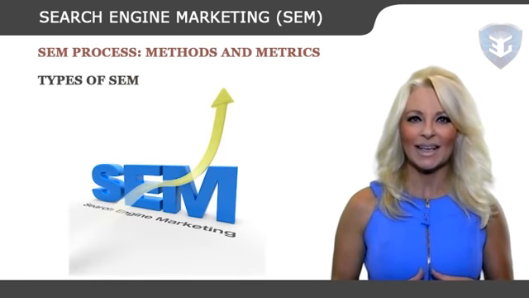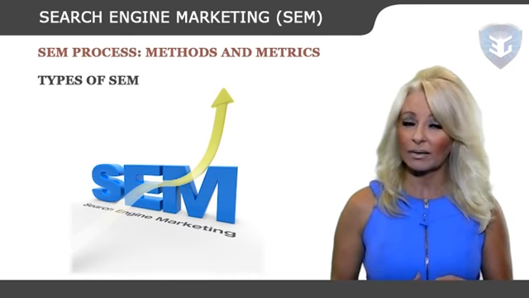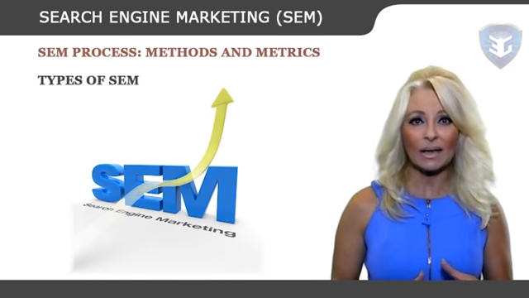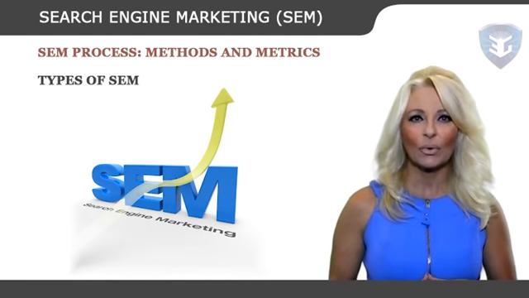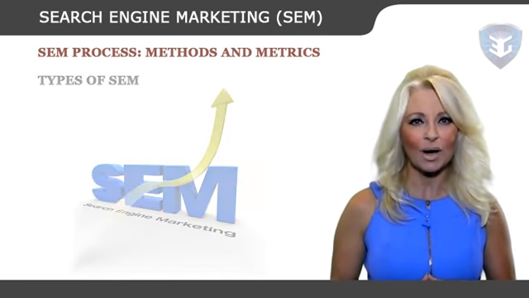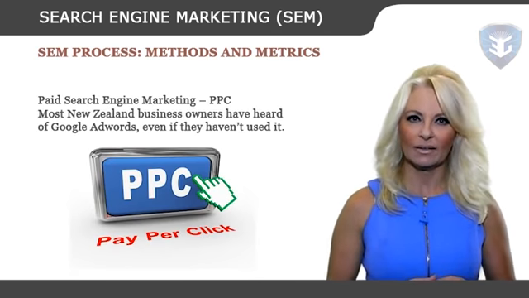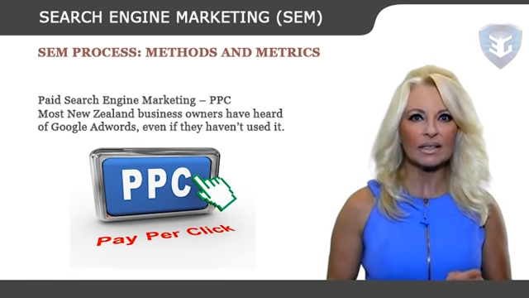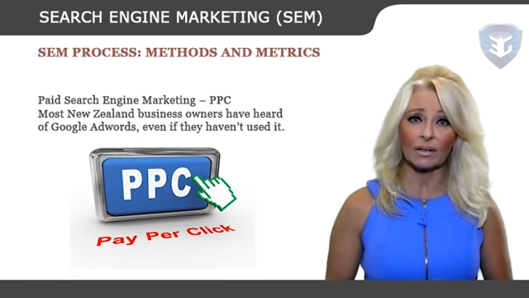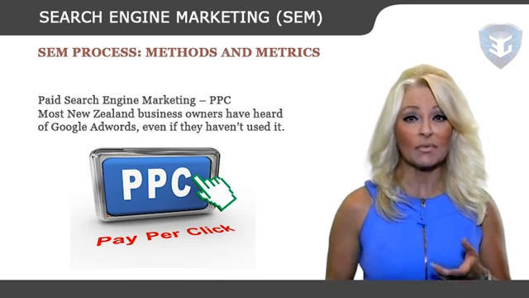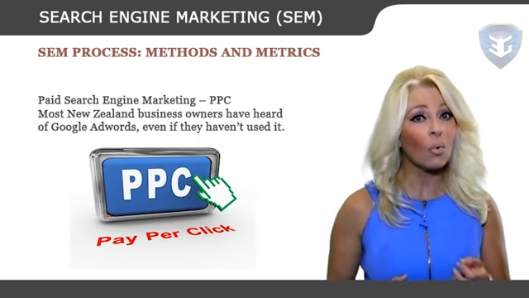Types of SEM. The two main types of search marketing: one, paid search engine marketing, PPC; two, organic search engine marketing. Paid search engine marketing, PPC. Most New Zealand business owners have heard of Google AdWords, even if they haven't used it. If one is not familiar with this type of search engine advertising, here's a graphic to show what one is talking about.